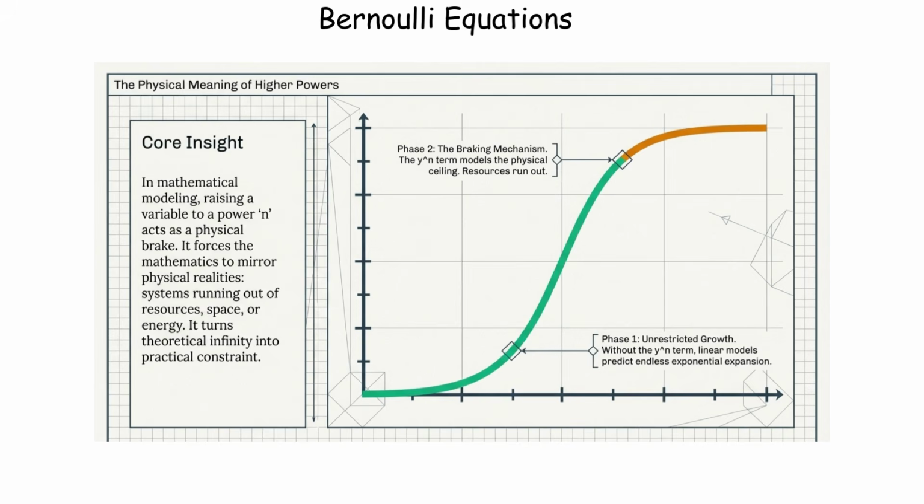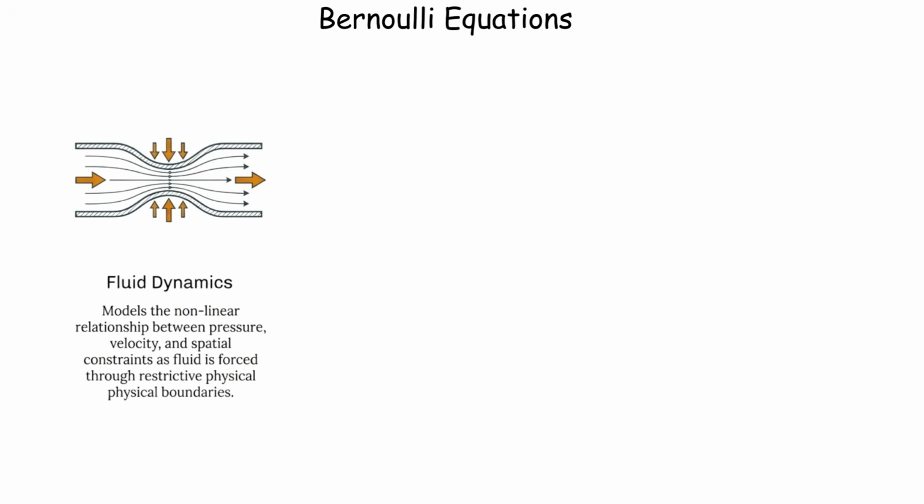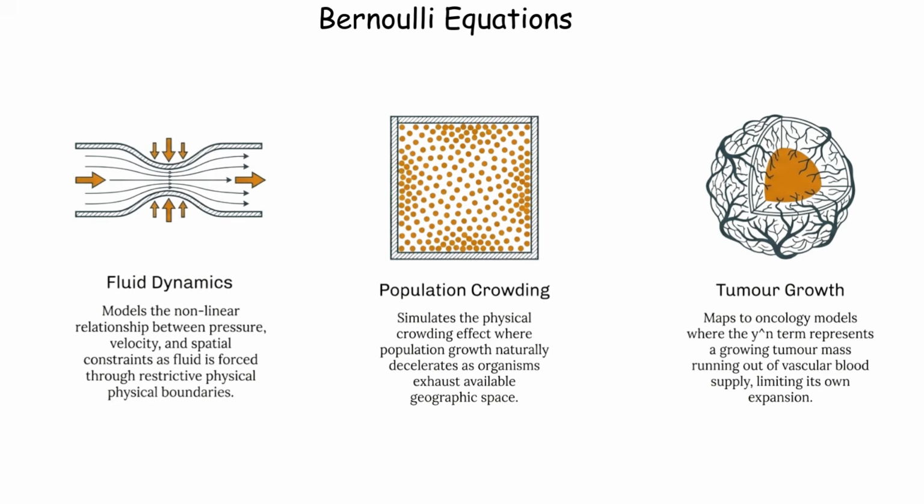This trick is one of the earliest examples of a substitution that tames a nonlinear equation by reducing it to a known linear form. Bernoulli equations appear in fluid dynamics, population models with crowding effects, and models of tumor growth.